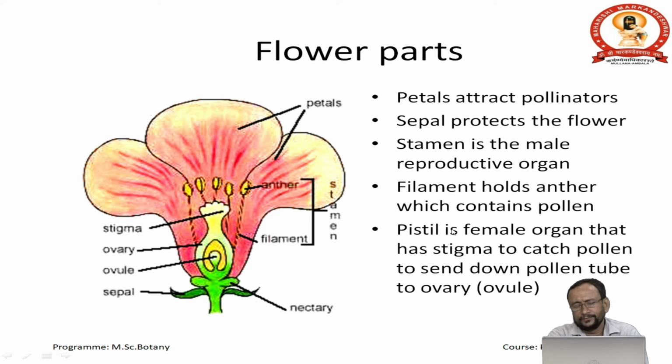Pistil is the female organ that has stigma to catch pollen, and a style to send the pollen tube down to the ovary and ovule. Okay, this is about the position of the different parts in the flower. Stigma is the topmost part of the gynoecium. After that style, then ovary. Ovary consists of ovule. These are the anthers which give rise to the pollen.